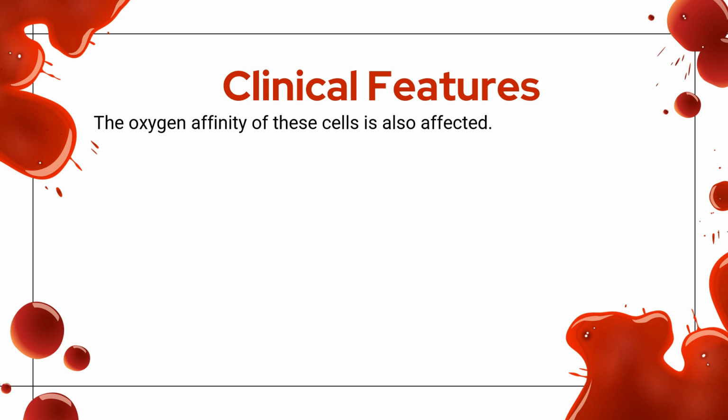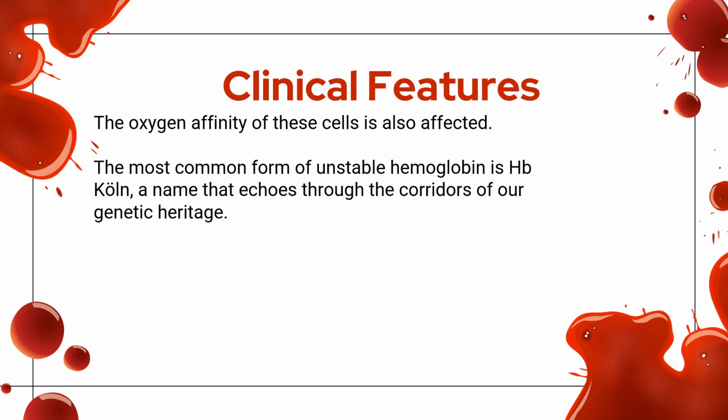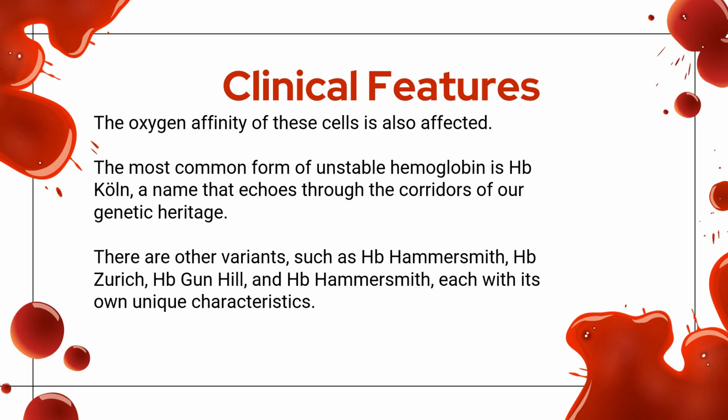Now, let's take a moment to explore some of the specific unstable hemoglobin variants that exist within this intricate landscape. The most common form of unstable hemoglobin is hemoglobin Köln, a name that echoes through the corridors of our genetic heritage. But it's not alone. There are other variants, such as hemoglobin Hammersmith, hemoglobin Zurich, and hemoglobin Gun Hill, each with its own unique characteristics.